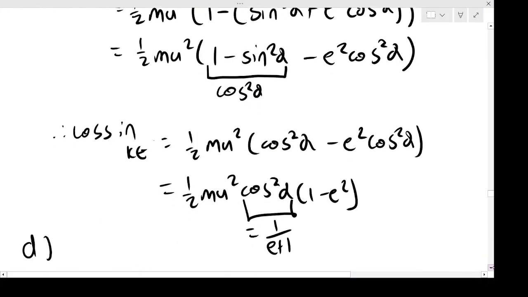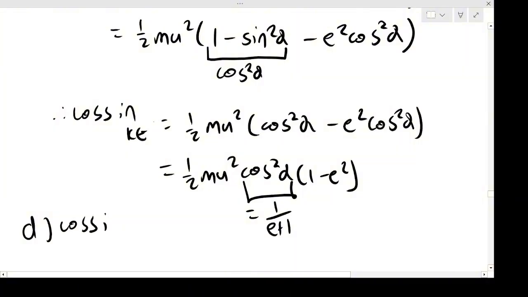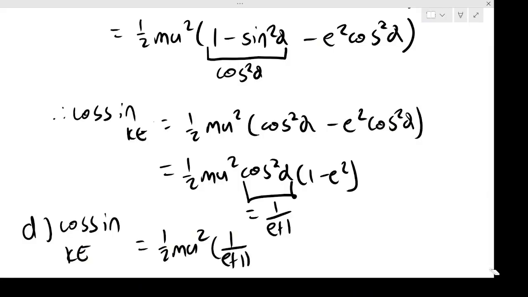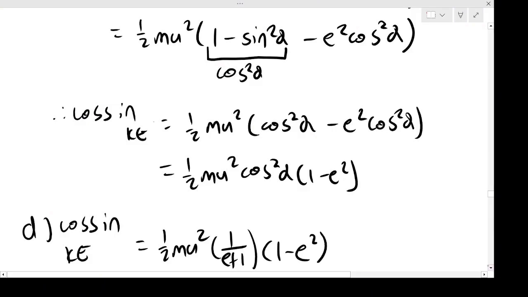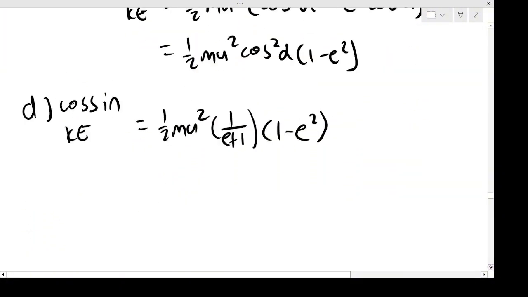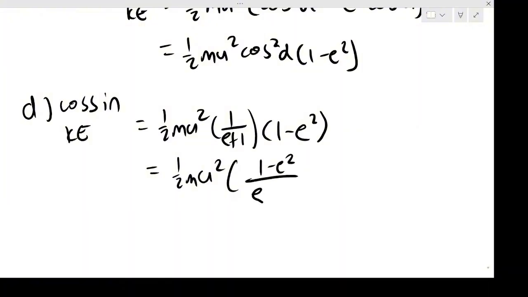So that means my loss in kinetic energy can be further simplified to a half m u squared cos squared, which is 1 over e plus 1, lots of 1 minus e squared. Hopefully you're happy with that. So I've got rid of the cos squared because I can substitute cos squared for 1 over e plus 1, which is what we just got. Now, this goes to half m u squared, lots of 1 minus e squared over e plus 1.